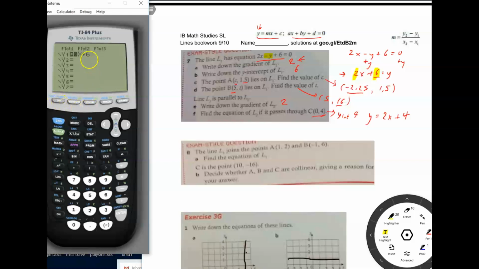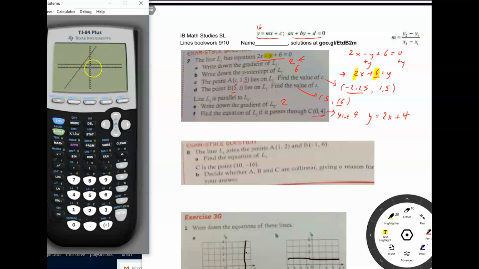Okay, we have 2x plus 6 here, right? And I would like to know when 2x plus 6 has a y value of 1.5. So here's another graphing method to do it. You put the desired value for y here, 1.5, and then I graph both of these lines. One of them is a horizontal line, which goes at height 1.5, and the other is the line 2x plus 6.